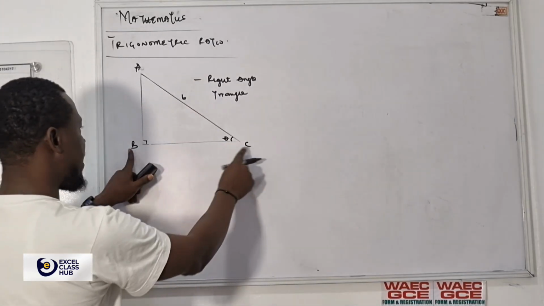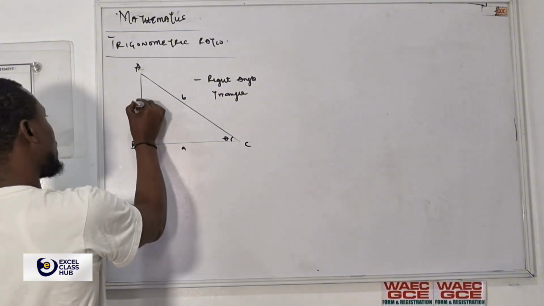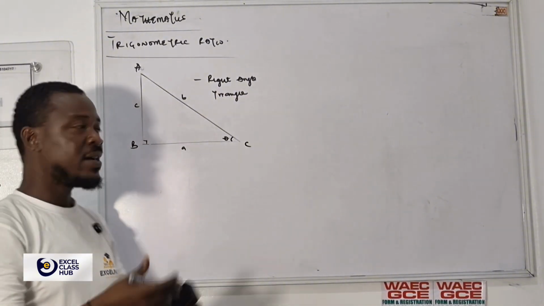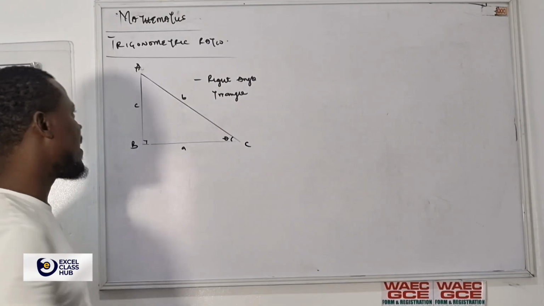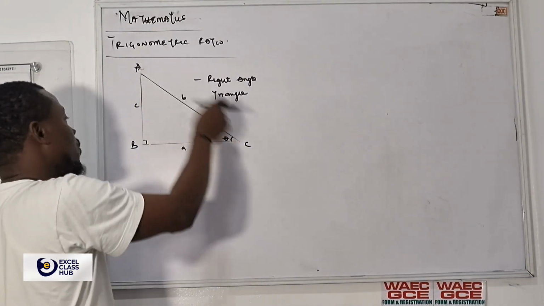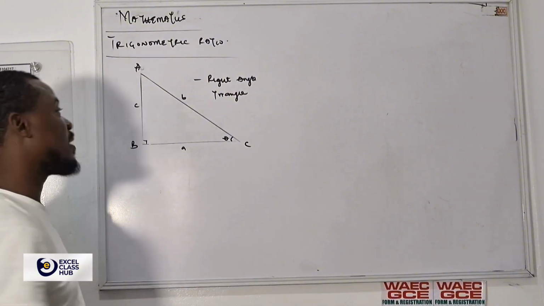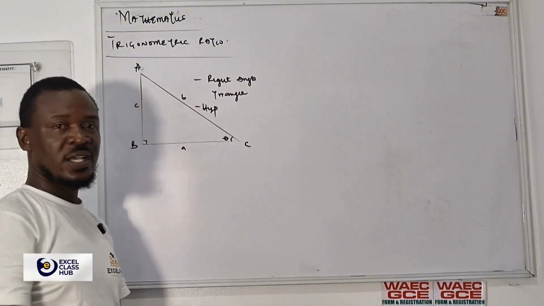B. When the vertices are B and C, you're supposed to have small letter a, and small letter c. If you look at the three sides there, which one is the longest side? You can see that the longest side is A to C. The length of A to C is the longest side. So the longest side, we call it the hypotenuse.